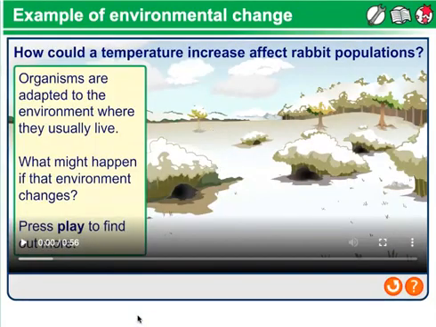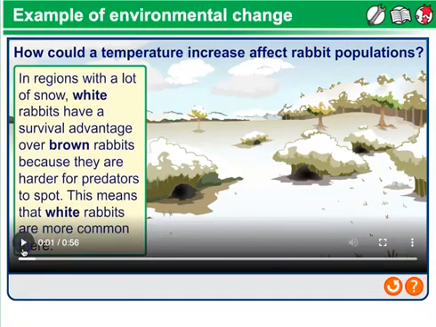So let's look at an example of environmental change. And how might a temperature increase affect our rabbit population? Organisms are adapted to the environment where they usually live. So what might happen if that environment changes? In regions with a lot of snow, white rabbits have a survival advantage over brown rabbits because they're harder for predators to spot. This means that white rabbits are more common in this location.